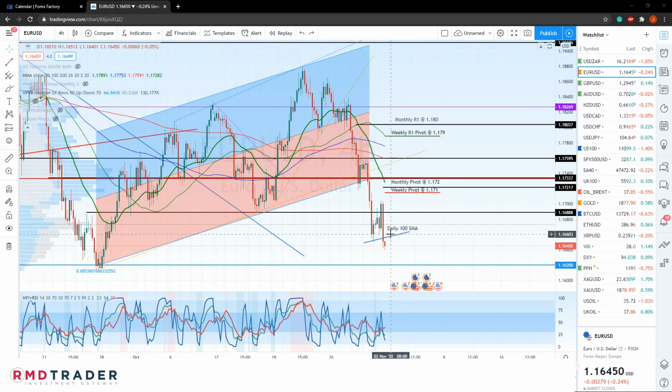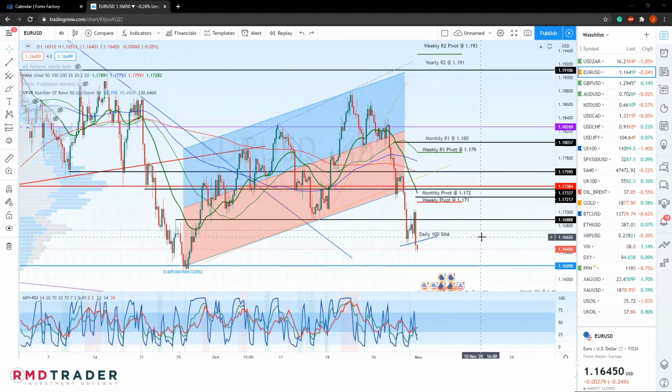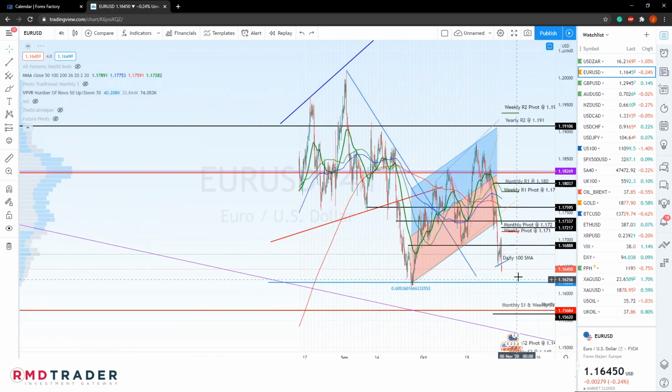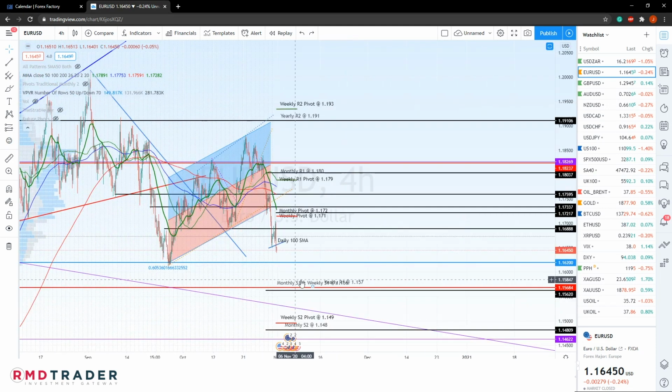So if price were to find some support from our 100 daily SMA, the areas of immediate resistance would firstly be this area at 1.169. That would be followed by our weekly and monthly pivots, which are quite close to each other at 1.171 and 1.172. And of course, the important areas to note for our support would be these two areas. I'm just zooming out of the chart slightly so that you can better see those areas.